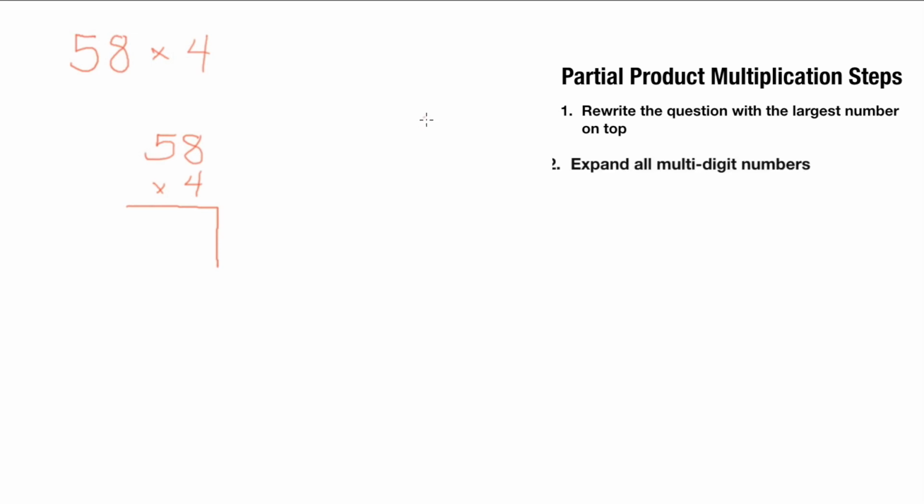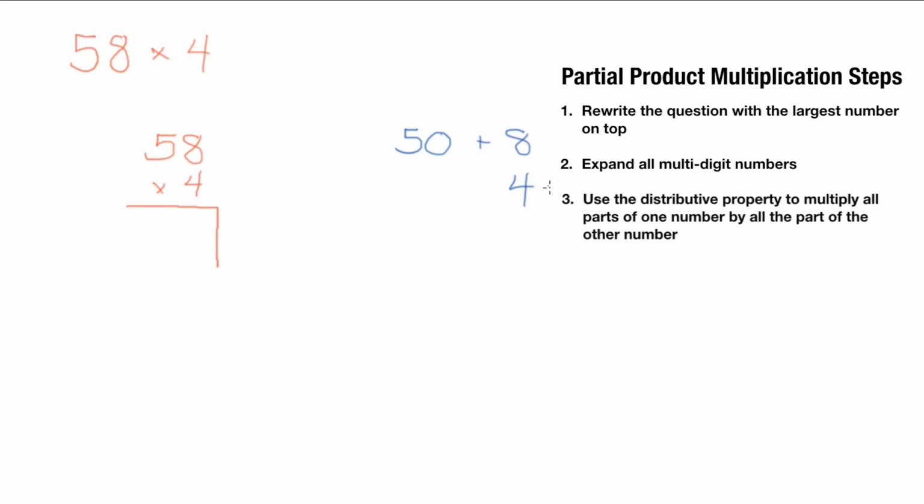Once that is done, our second step is to expand the multi-digit number by decomposing it into tens and ones. So another way to think of 58 is as 5 tens, or 50, plus 8 ones. And we can write the 4 below just so we are aware of all the parts that we are going to be multiplying.